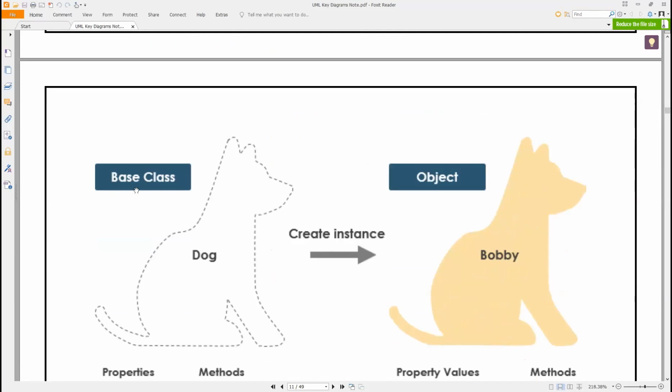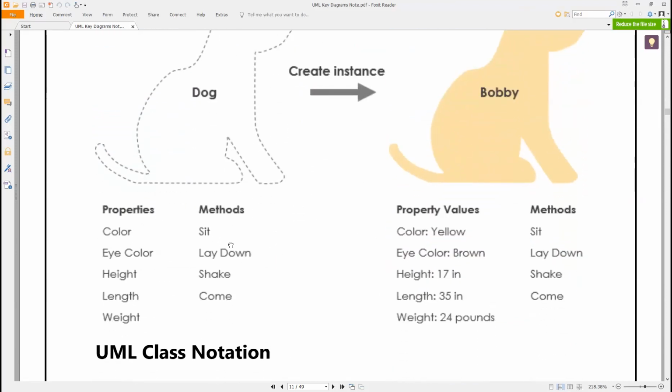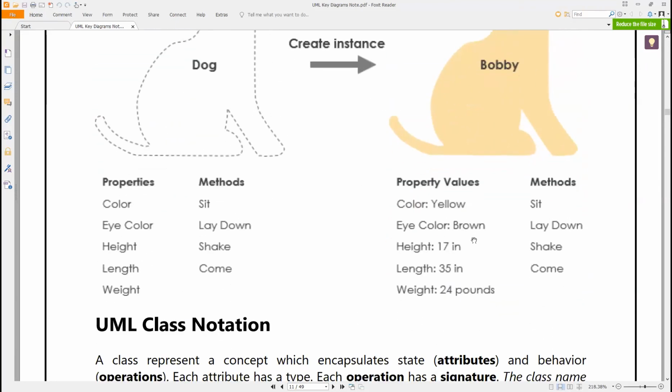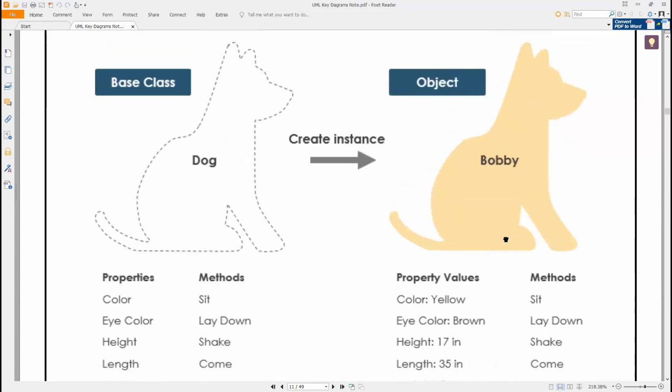So let's look at this one. This is a basic class, Dog, and we can have a Bobby dog. In terms of properties, you can see the class has no state, but here we have the state. The color of the dog is yellow. The eye color of this dog is brown. For the height, there is no state in the class, but here the height is 17 inches. The length has no value, but here you have 35, and the weight has no value, but here it is 24. So now you can understand.